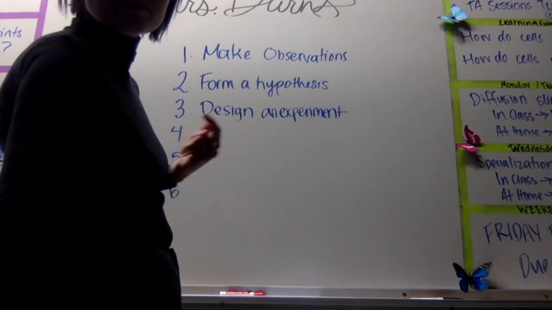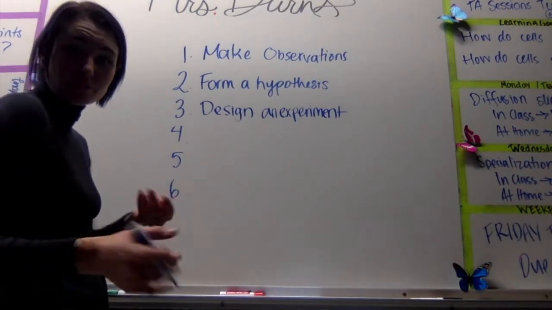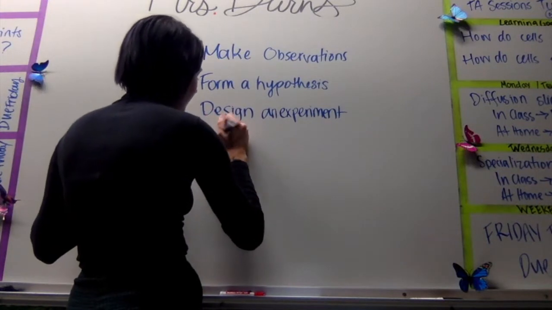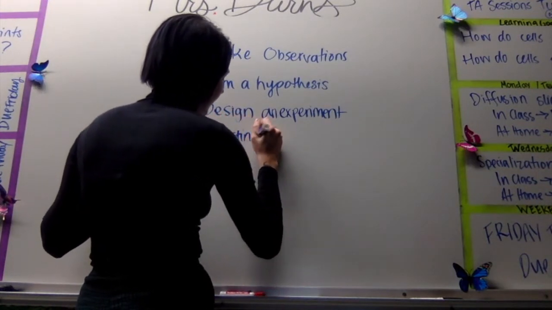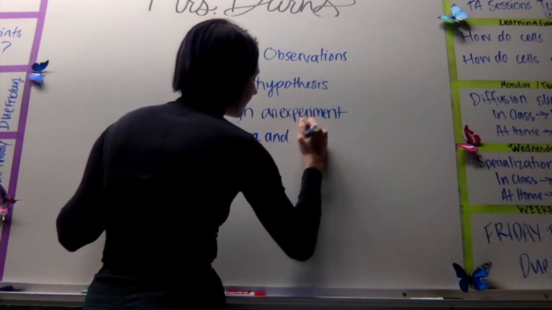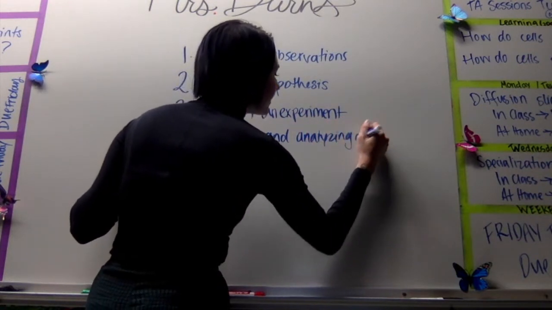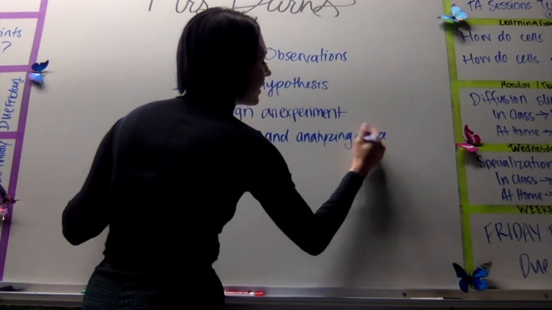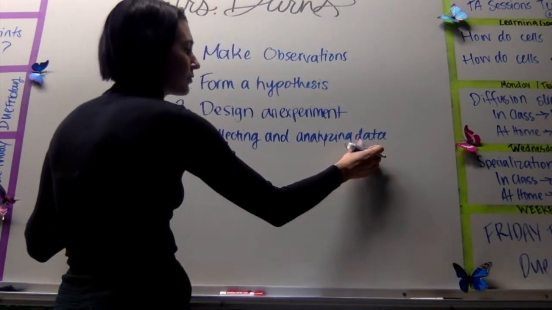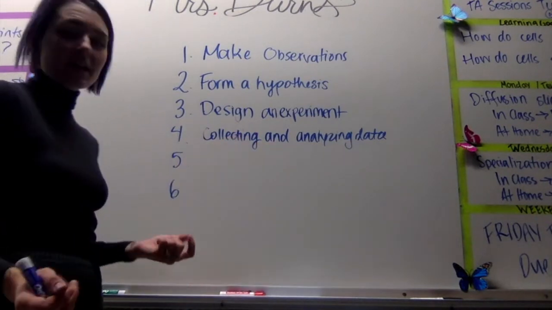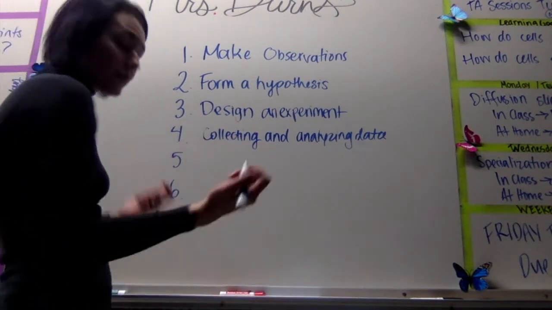Then, after you've designed your controlled experiment, you'll do the experiment. And when you're doing the experiment, you're collecting and analyzing data. And remember, the data is the information that you get. That's what tells you about what you're seeing. Then, now that you have your data, now that you have the information, you can draw a conclusion.